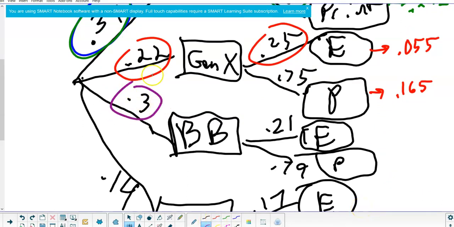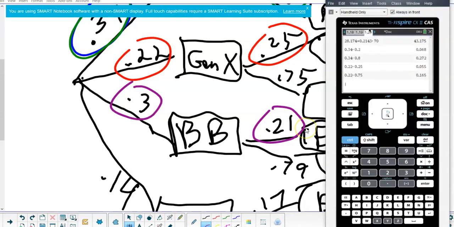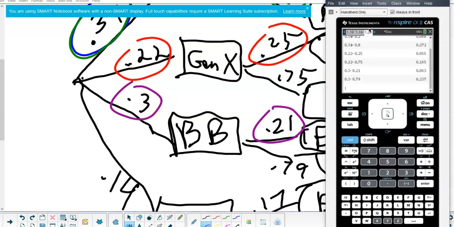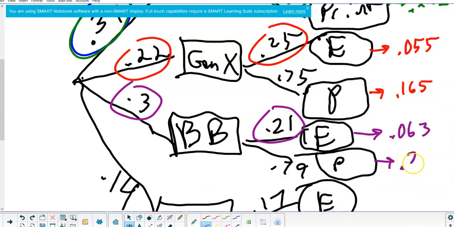Okay, this one is 0.3 times 0.21 would be the end of this branch, and we're going to do both of those as well. 0.3 times 0.21, then 0.3 times 0.79, so 0.063, and 0.237.